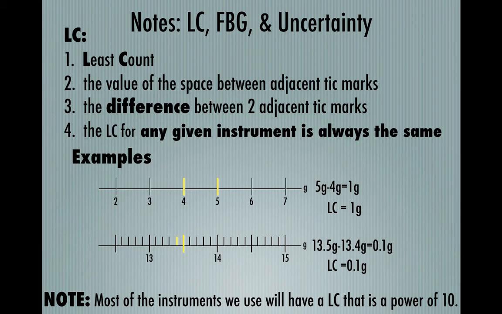Not all, but most of the instruments we'll use in here will have a least count that's a power of 10. So it'll be 100 or 10 or 1 or 0.1, 0.01. It doesn't always work that way, and then it gets a little trickier, but nevertheless, we'll try to keep this to be true all the time for the rest of the year. All right. Now we're going to get into first best guess.